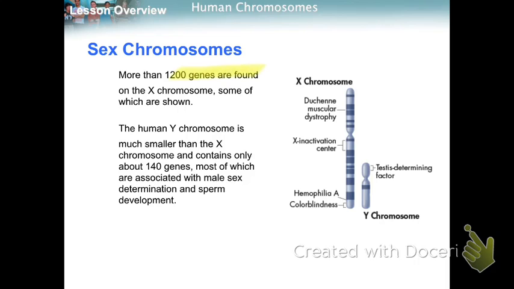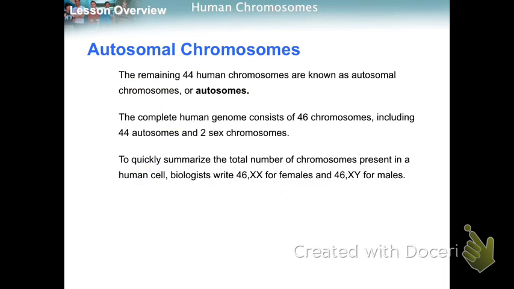More than 1,200 genes are found on the X chromosome. We have Duchenne muscular dystrophy, a genetic condition, the X inactivation center, we'll talk about that later, Hemophilia A, a blood clotting disorder, and color blindness. The human Y chromosome is much smaller, and it contains about 1/10 of the amount of genes, 140 genes. Most of them are associated with male sex determination and sperm development. So those two are the sex chromosomes, 2 out of the 46. The rest of them are called autosomes.